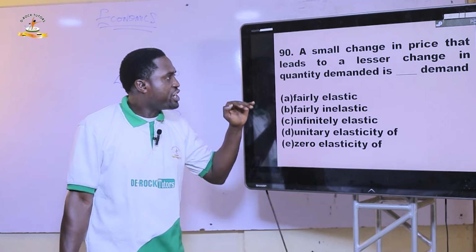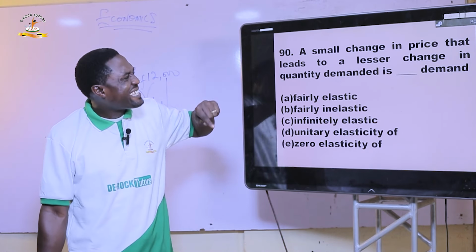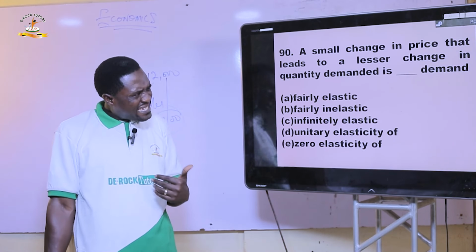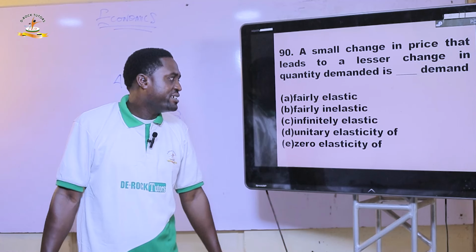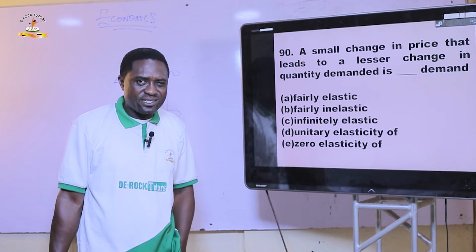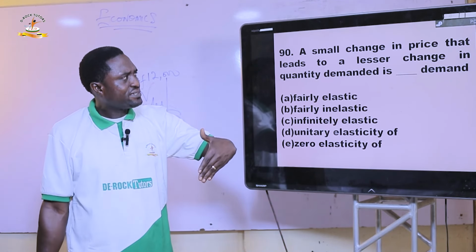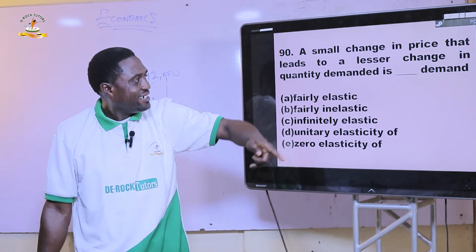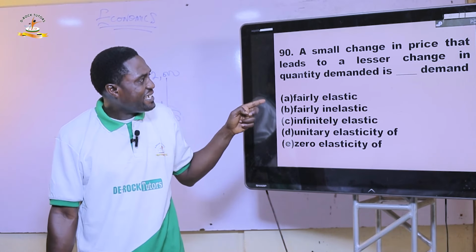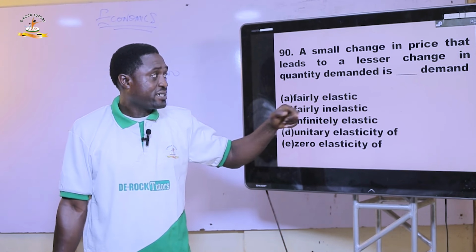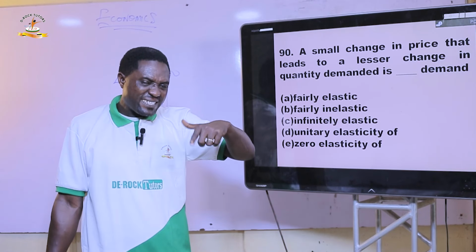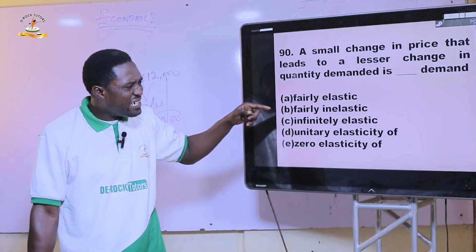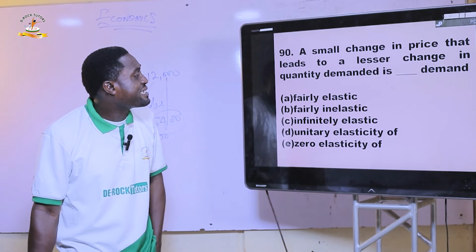90. A small change in price that leads to a lesser change in quantity demanded. A small change in price. It leads to a lesser change in quantity demanded is what? That should be fairly inelastic demand. Fairly inelastic demand. A small change in price that leads to a lesser change in quantity demanded. I thought it is a greater change, it should be elastic, fairly elastic. But they are saying here, lesser change in quantity demanded. That's the fact that there is a change, but the impact is lesser. You understand? In the quantity demanded compared to what is changed in the price. Automatically, that is fairly inelastic demand. The perfect answer to this is B.